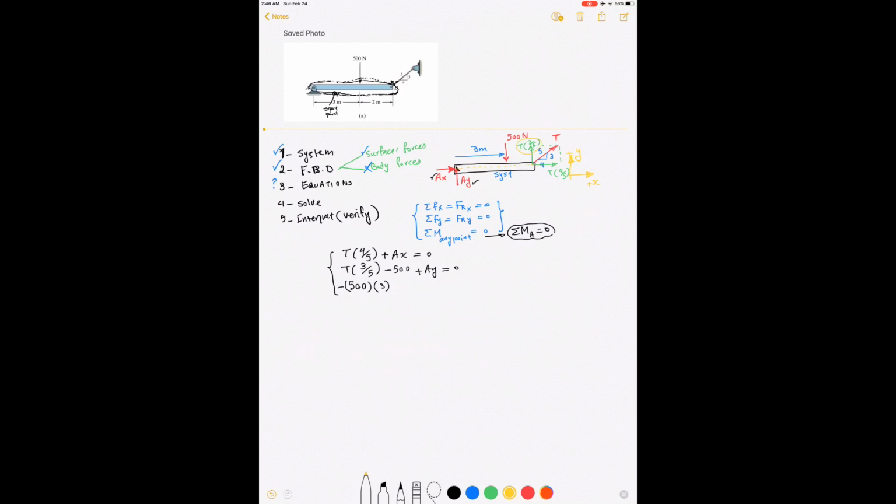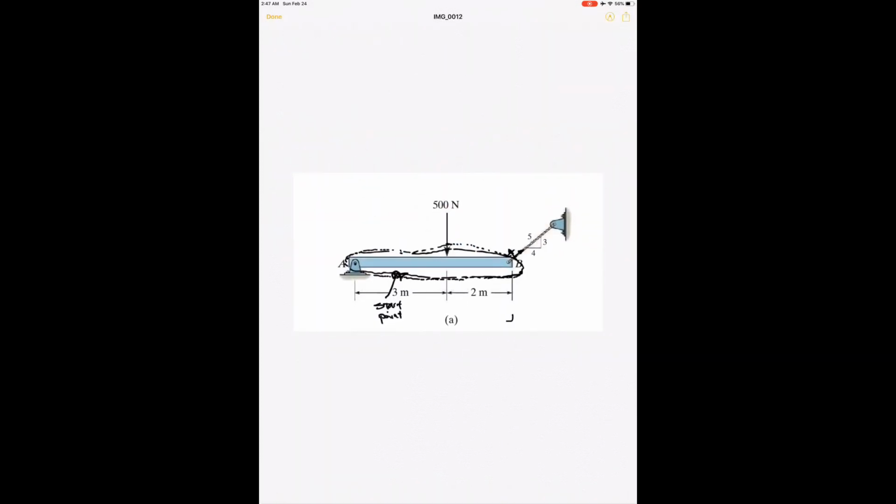And the moment is equal to the moment arm, right? It's already orthogonal, we don't need to move it. So the moment arm is the entire length of the beam, which is 5. Look at the picture here. This length from point A is 5, right? 3 plus 2 is 5.